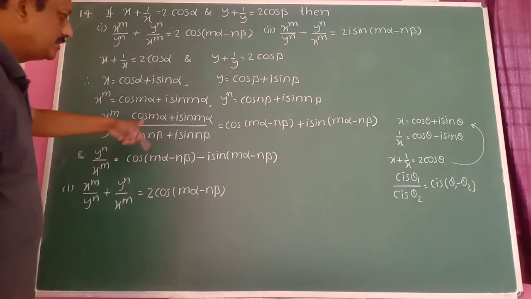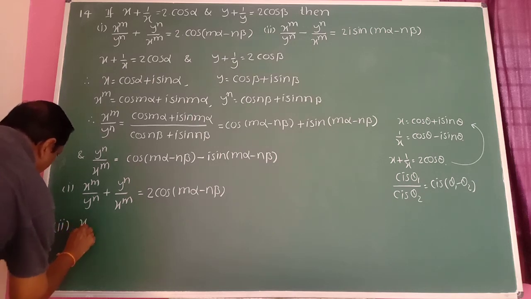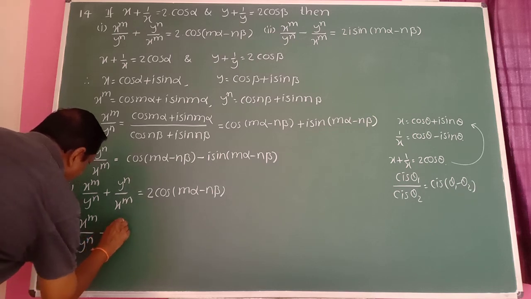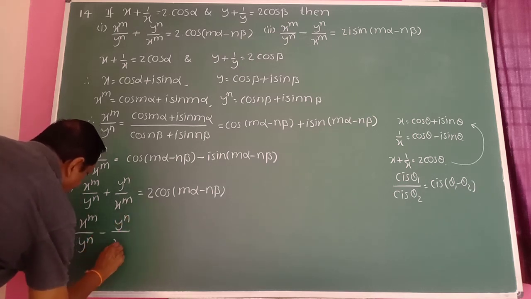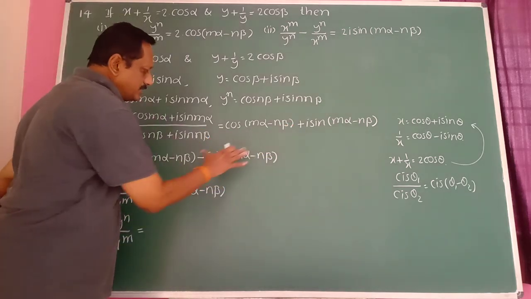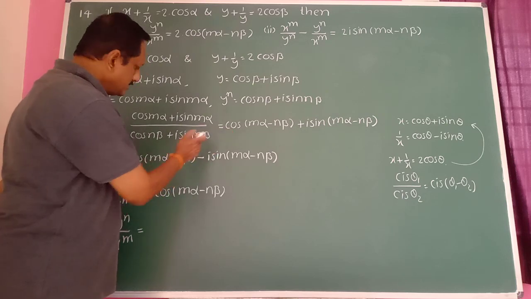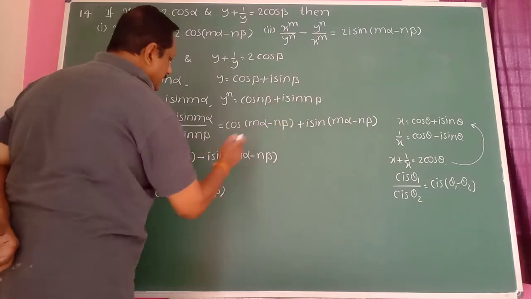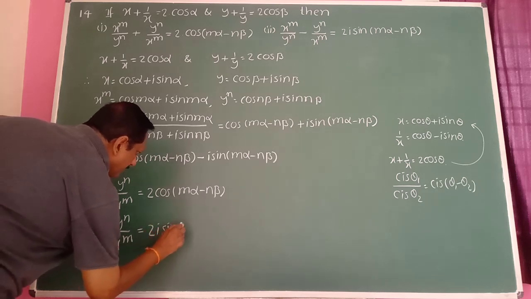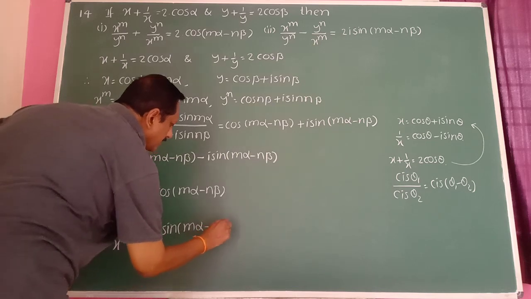Then subtracting these two. So the second required result here: x raised to m divided by y raised to n minus y raised to n divided by x raised to m is equal to this term minus this term. This minus becomes plus here. Then this cos cancels. This term plus this term is 2 i sin of m alpha minus n beta.